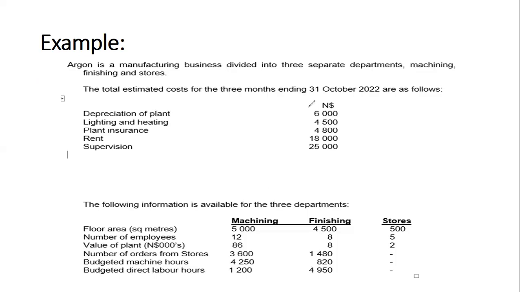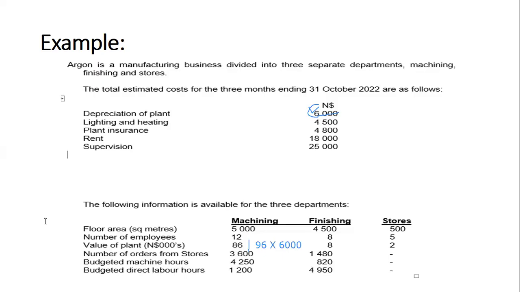For depreciation, we just take the 6,000 and multiply it by 86 over 96, because 96 is the total. So you take 86, divide it by 96, and multiply by 6,000. Then you apportion that to the machining department. For the finishing department, you take the 8, divide by 96, and multiply it by 6,000, just like that.